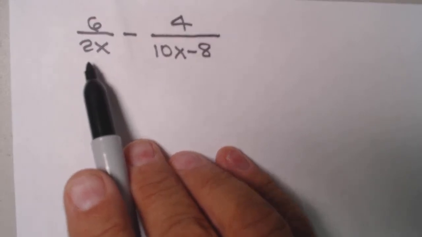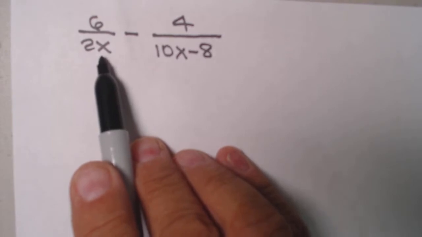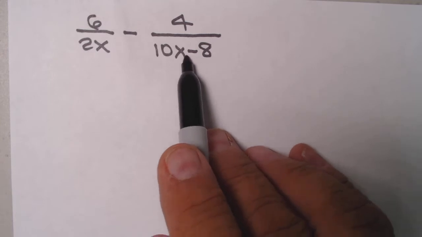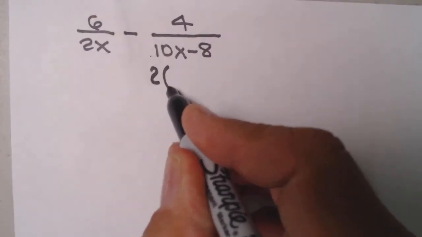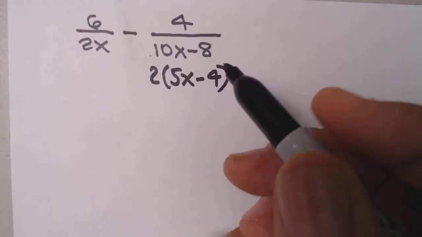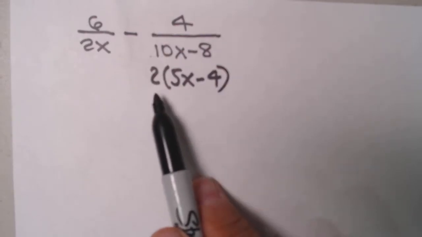This first one, just 2 times x. Those are the two factors that it has, so we can't change it any. But there is a common 2 here in the second guy. I can factor out a 2, and that'll leave 5x minus 4. Okay, remember what we're doing here is reverse distributive law. We've factored out a common factor.